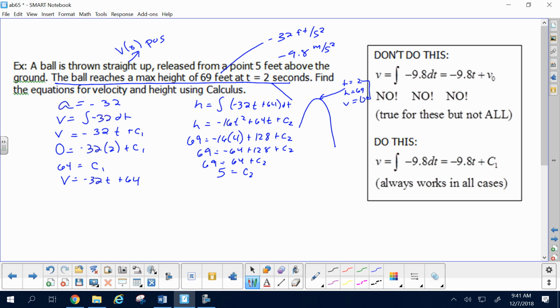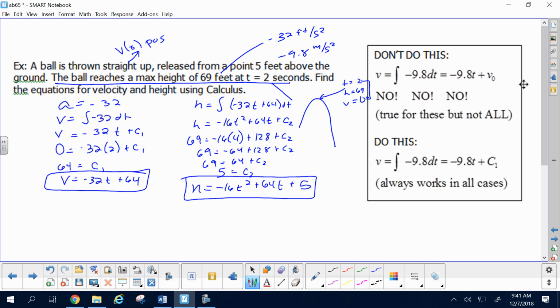Maybe I could have actually used a different condition. There are really two height conditions. One was at time 2, height is 69. What else? Yeah, a ball is thrown straight up from a height of 5. So maybe a better condition would have been at time 0, height is 5. Wouldn't that have been easier to work with, because time 0 and all? That said, the height equation is negative 16t squared plus 64t plus 5. Did we answer the question? Yes, we have the equations for velocity and height.